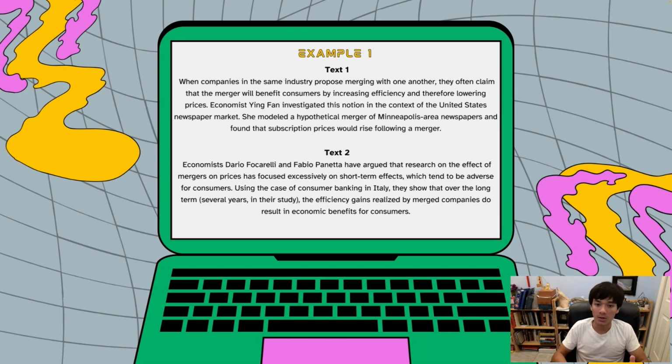So right off the bat, we can see the difference. Text 2 is arguing that merged companies in the long term specifically do result in economic benefits. Text 1 argues that a merger of Minneapolis area newspapers found that subscription prices would rise. Keep this in mind as we look at the question and see what it's asking us.